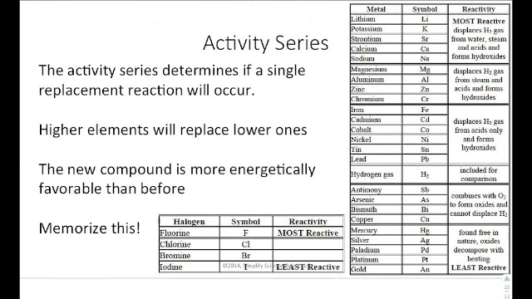The activity series is a list of the activity of the various elements, and it does it in terms of stability. So anything that is higher on the list will replace anything that is lower on the list. The reason is that it is more energetically favorable, another way of saying that is it's stable. If you put lithium in a solution, it is highly unstable. It does not want to be by itself at all.